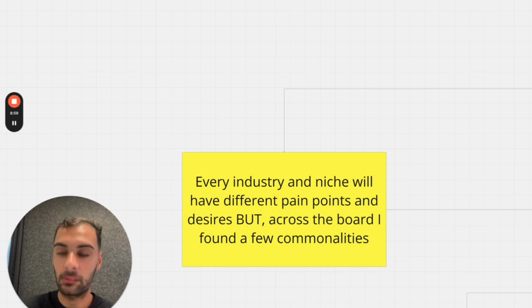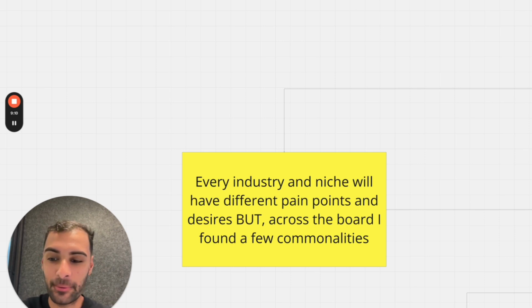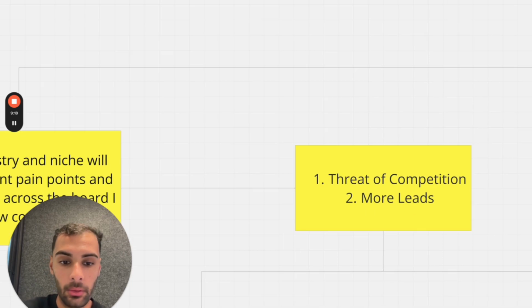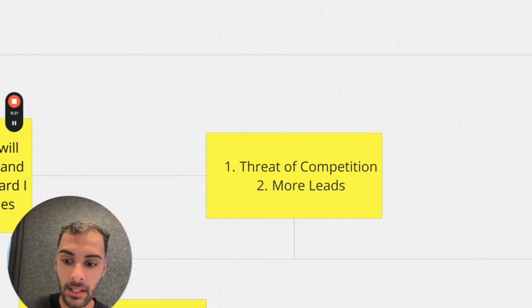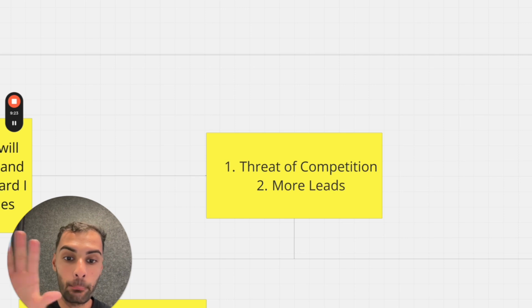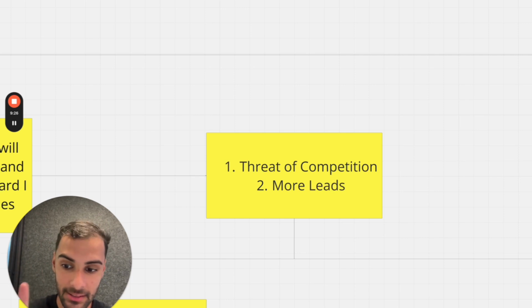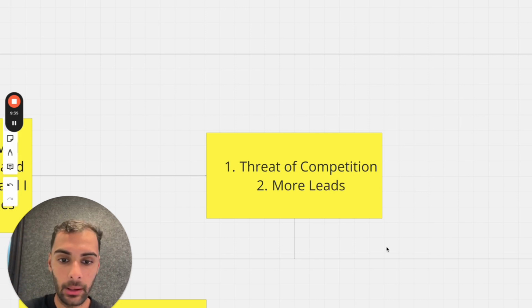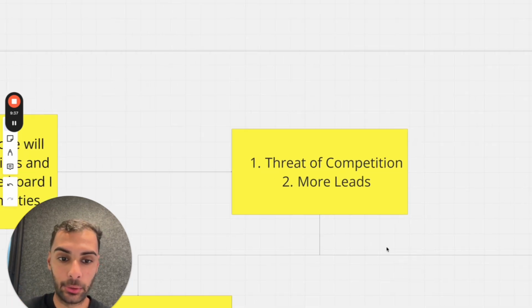So across the board for all small businesses, whether it's roofers, HVAC, dental clinics, pest control, auto detail companies, landscapers, they'll have different types of pain points and different types of desires, but all across the board, they do have a few commonalities that you can use in your cold emails to leverage this, right? So the two things essentially are the threat of competition and more leads. These two things are the two biggest commonalities when it comes to pain points for small businesses, right? And we'll get into how you can leverage AI to use this in your cold emails yourself, right?